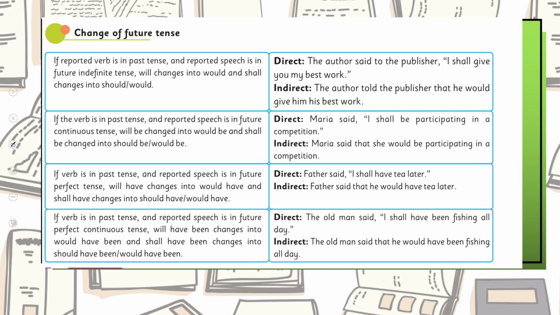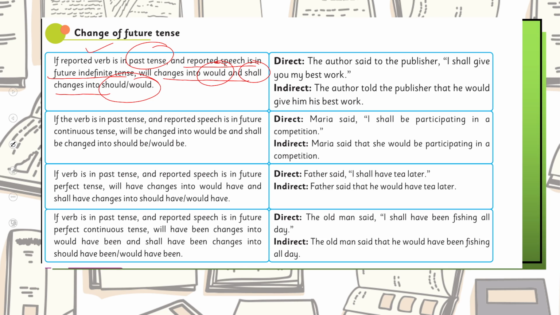Now, how do we change future tenses? If reported verb is in the past tense and reported speech is in the future indefinite tense, what will you do? You will change it into would and shall change into should or would. Will changes into would, will becomes would, shall becomes should or would.